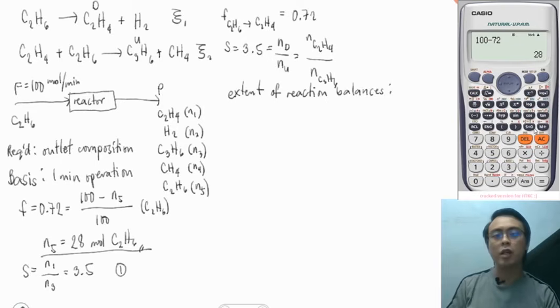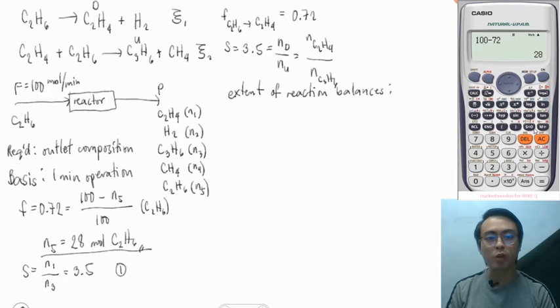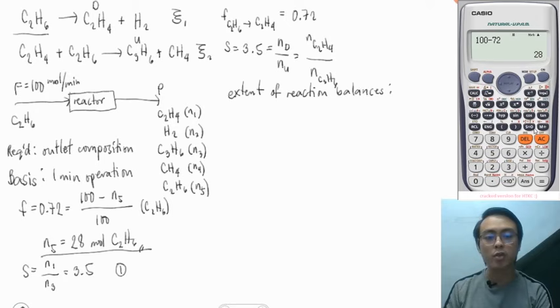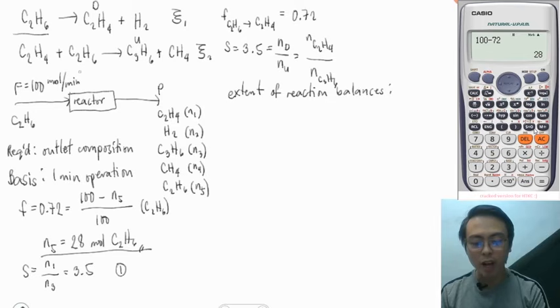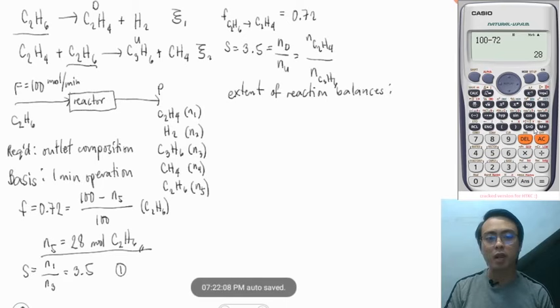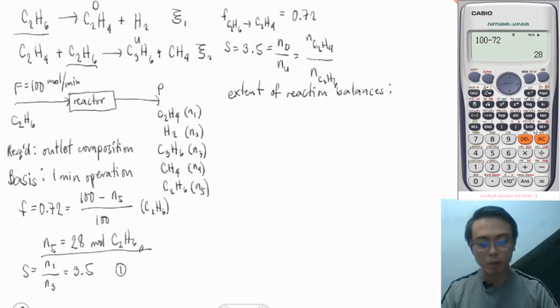Why is this necessary? Remember that our extent of reaction balances are based on the components, and some components will appear in both equations. An example is C2H6. C2H6 appears on the reactant side of the first equation, and it also appears on the reactant side of the second equation. What would happen in our extent of reaction balance is it would just get longer. If you remember the term plus or minus coefficient times extent of reaction, that would just be doubled in this case because C2H6 appears in both equation 1 and equation 2. So let me show you.